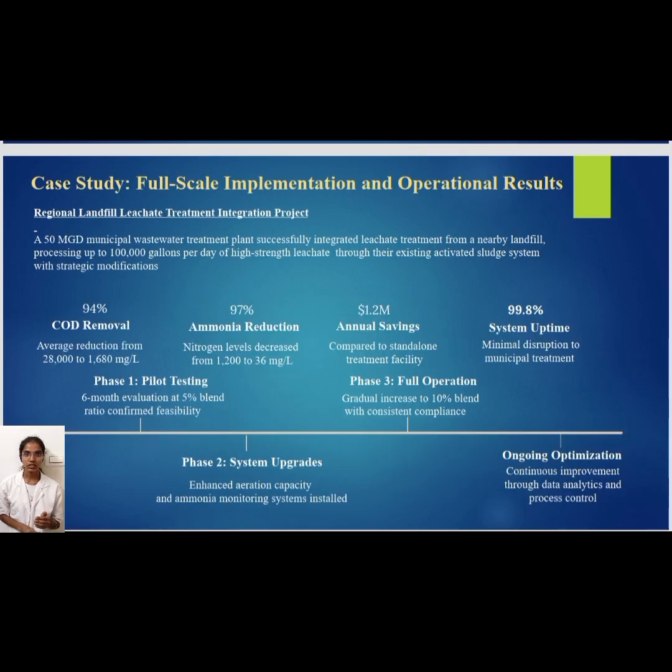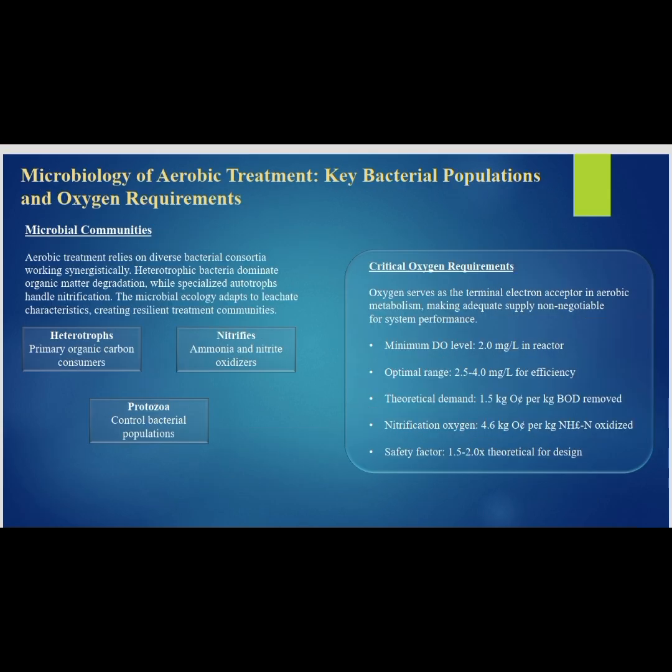In this slide, we are learning a real example, a case study. A large city wastewater plant added leachate treatment. Results: 94% chemical oxygen demand reduction, 97% ammonia reduction, 1.2 million saved every year. Very high uptime, 99.8%. They first tested it, upgraded equipment, then increased the amount of leachate processed.